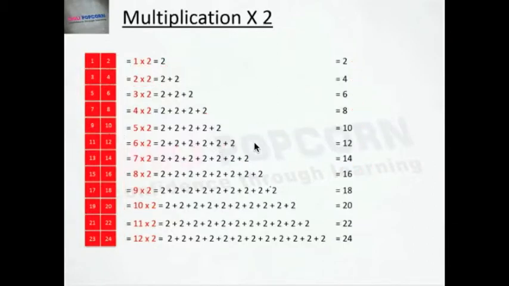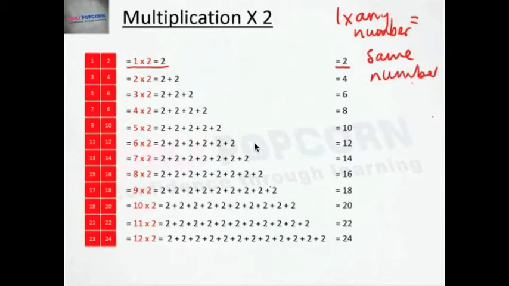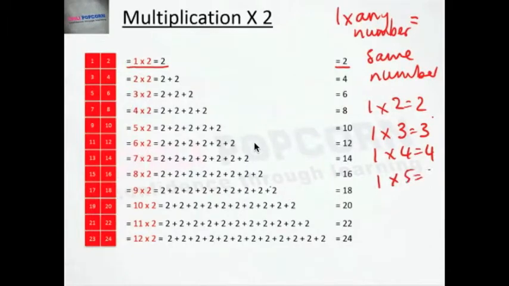So a few interesting things to notice about the 2 times table. The first thing is that 1 times 2 is always equal to 2. So you'll learn that 1 times any number at all, whether that's 2, 3, 4, is equal to the same number. So 1 times 2 is equal to 2. 1 times 3 is equal to 3. 1 times 4 is equal to 4, and so on. 1 times 5 is equal to 5, and so on. So that's one thing to remember.